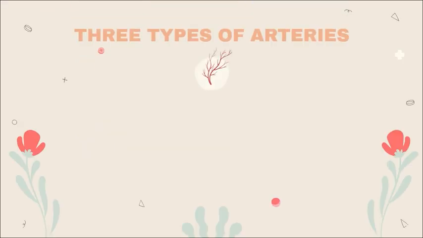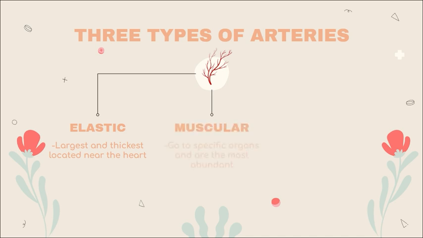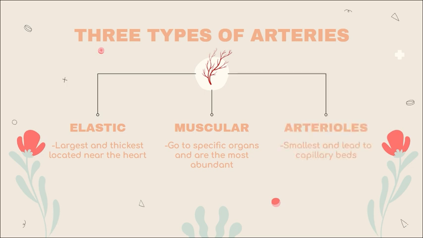With that, there are 3 different types of arteries. First, you have the elastic arteries. They are the largest and thickest ones that are located near the heart. Second, you have the muscular arteries. These go to specific organs and are the most abundant in your body. Third, you have arterioles. These are the smallest and lead to capillary beds that transfer nutrients and oxygen to cells.